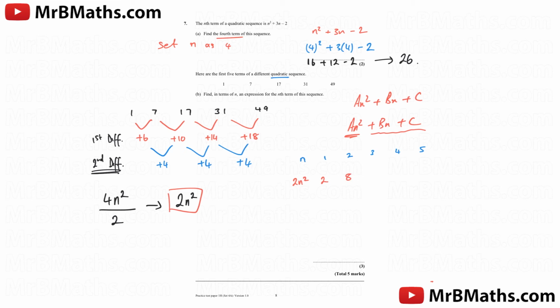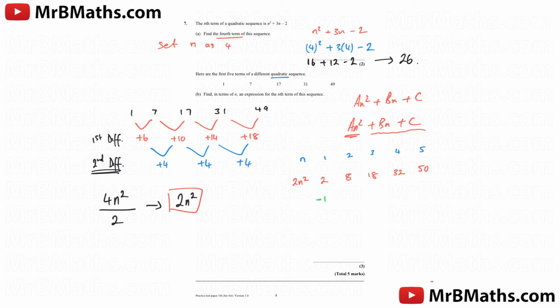3 squared is 9. 9 times 2 is 18. 4 squared is 16. 16 times 2 is 32. And 5 squared, 25, times 2 will give you 50. Now what I need to do is compare all of these values to the original values. So if I look at 2, how does that compare with 1? Well, it's 1 away. So what I'm going to do is write -1.